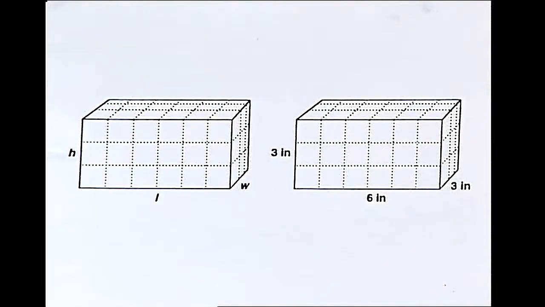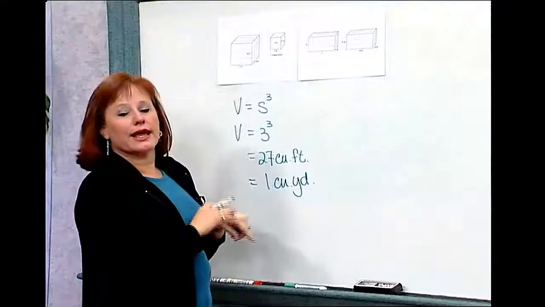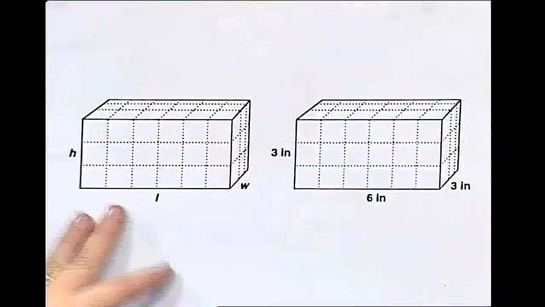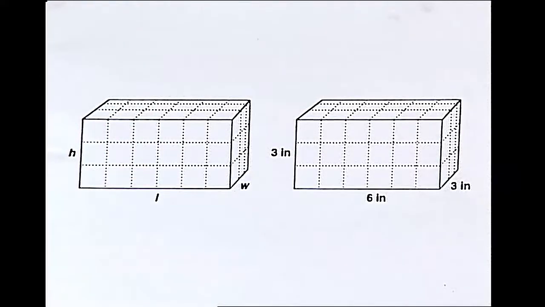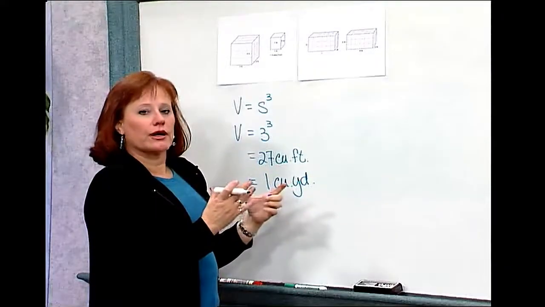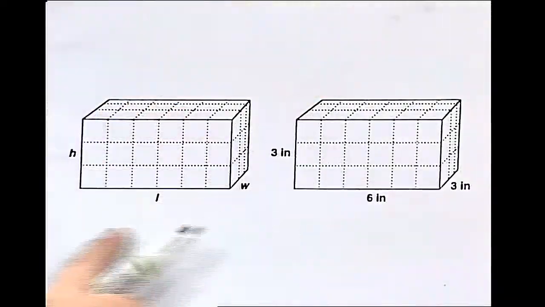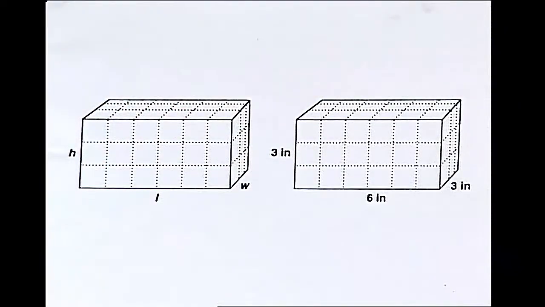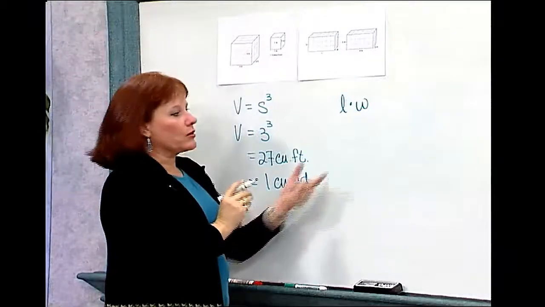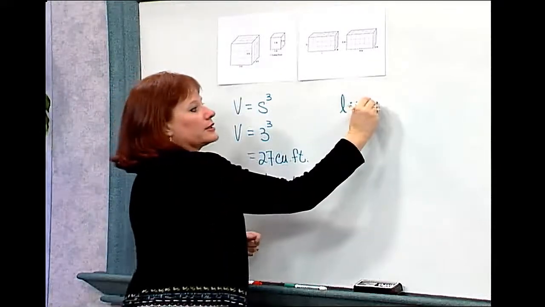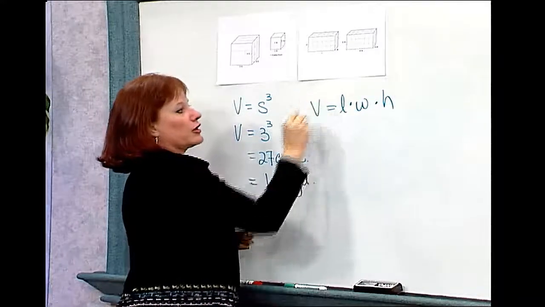In our next example, we find it is also a prism. We know it's a prism because the base and the top have the same shape, in this case, a rectangle. We know that in a prism, we're always going to find the area of the base and multiply it times the height to find the volume. Since the base is rectangular, we know its area is length times width. We're going to take the area of the base times the height to find the volume for any prism.